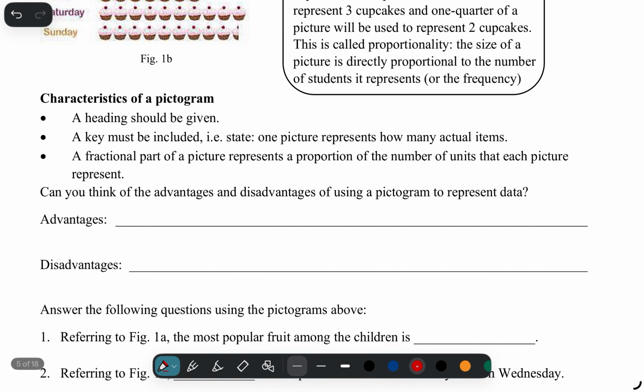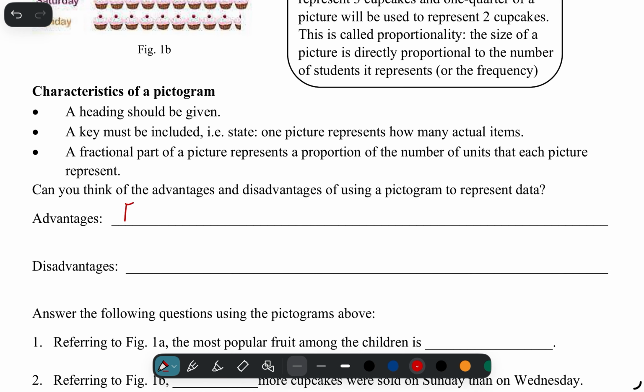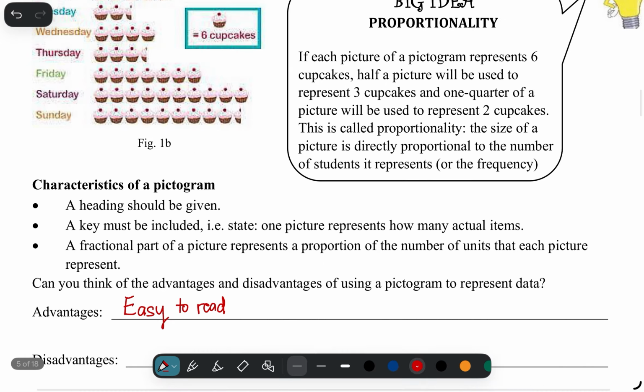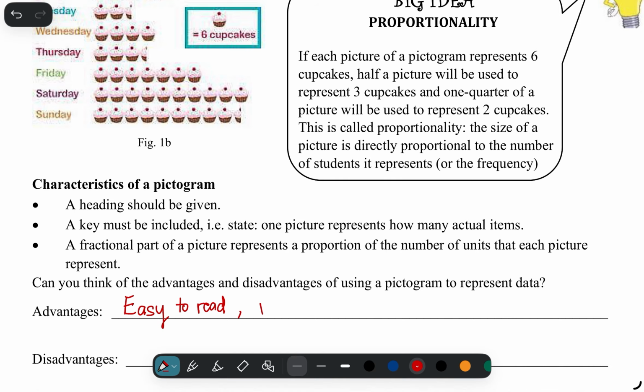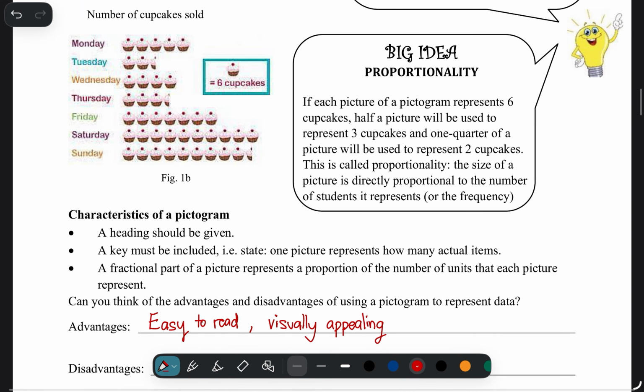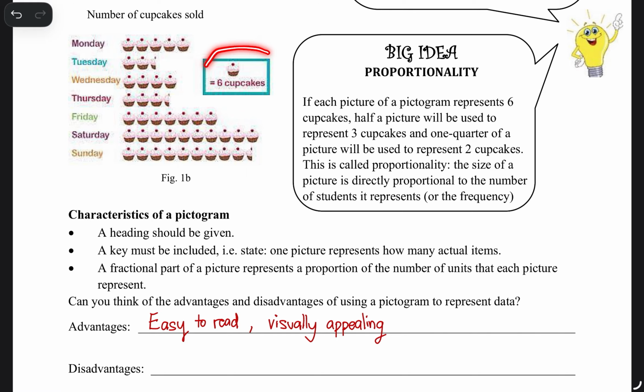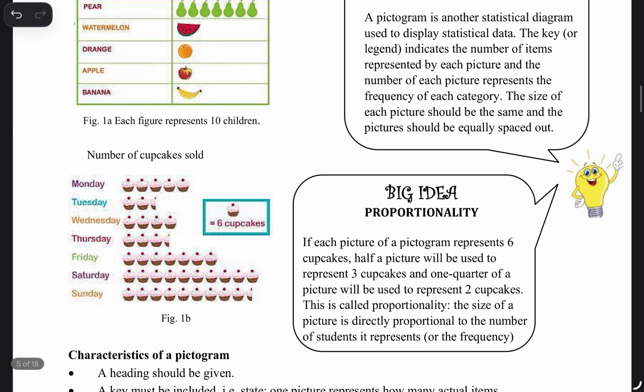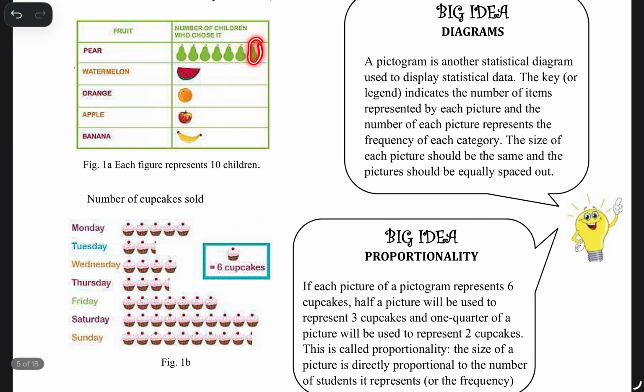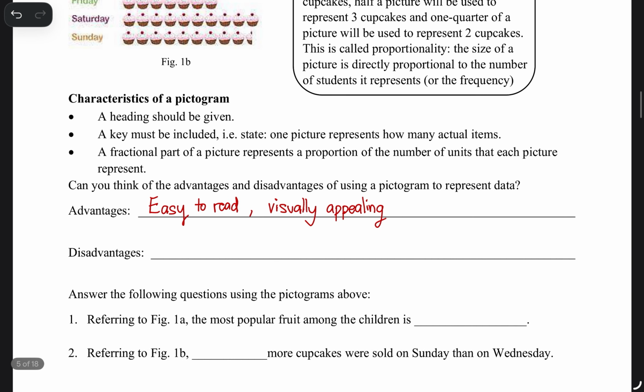The advantage of a pictogram is very simple. It is very easy to read because all you need to do is to look at the pictures to count. Also, to any viewer that looks at this diagram, it is very visually appealing. What does visually appealing mean? It means that it's very easy for anyone to read and understand the diagram, because the diagram uses, let's say if I have cupcakes, I use cupcakes to represent it. If I have fruits, I use the fruits to represent the data, which is very nice for anyone to read the diagram.